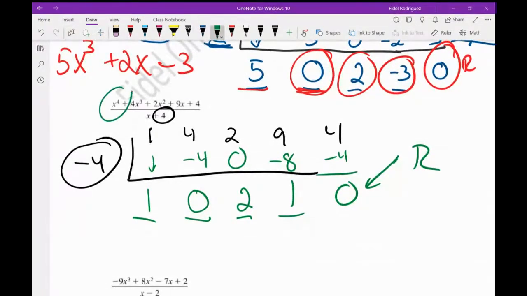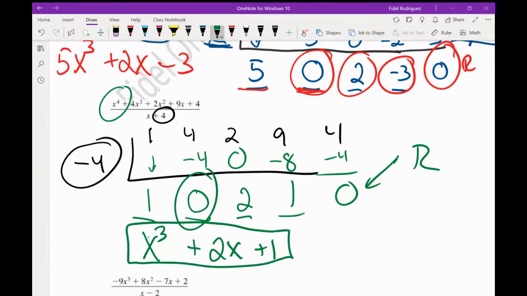Okay, so remember, we used to have an x to the fourth polynomial. This is the number in front of the x to the third. That's the number in front of the x squared, so I don't need it. Plus 2x plus 1, and there's my answer. All right, so again, the process, guys, is always going to be the same, every single time.